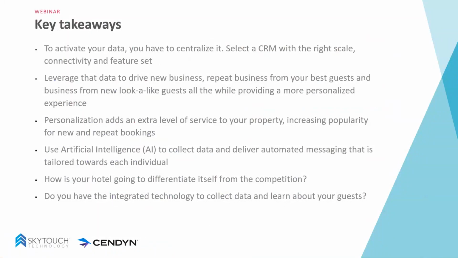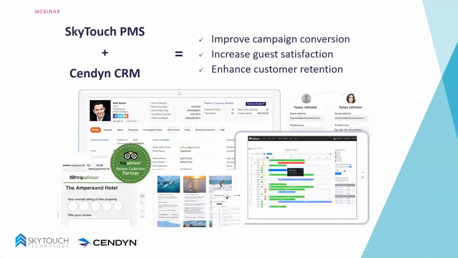So how is your hotel going to differentiate itself from the competition? And do you have integrated technology to collect data and learn about your guests? Properties can utilize the SkyTouch platform plus the Guestfolio CRM or the eInsight CRM collectively to further personalize the guest experience. By sharing data insights, the platform helps drive additional revenue, grow TripAdvisor review volume, capture more robust guest preferences, and automate more personalized communications.